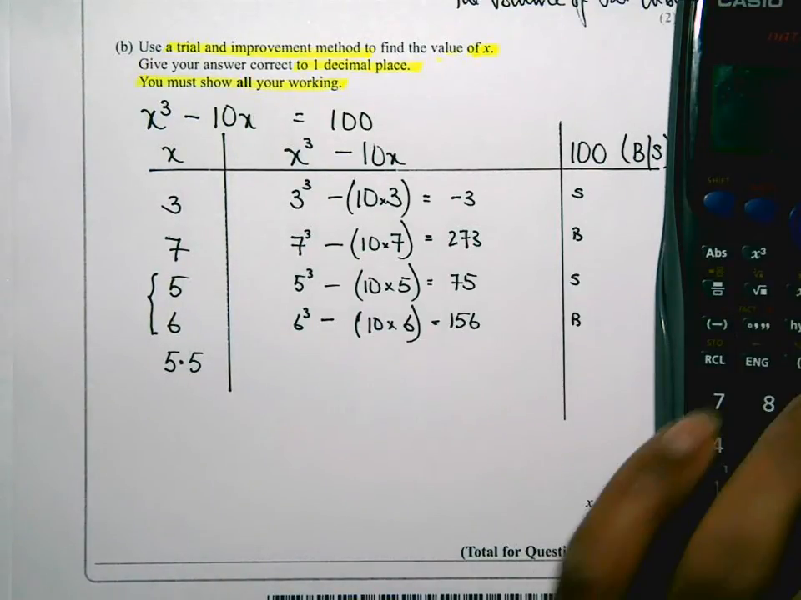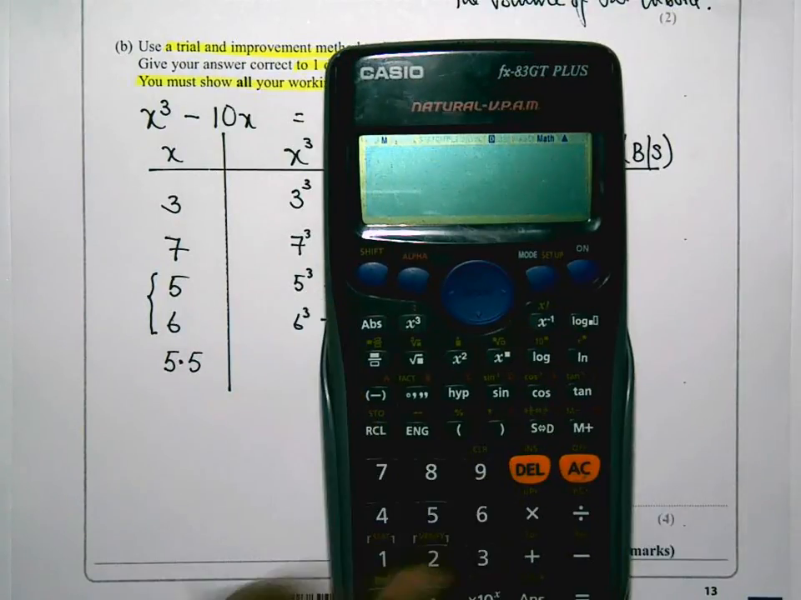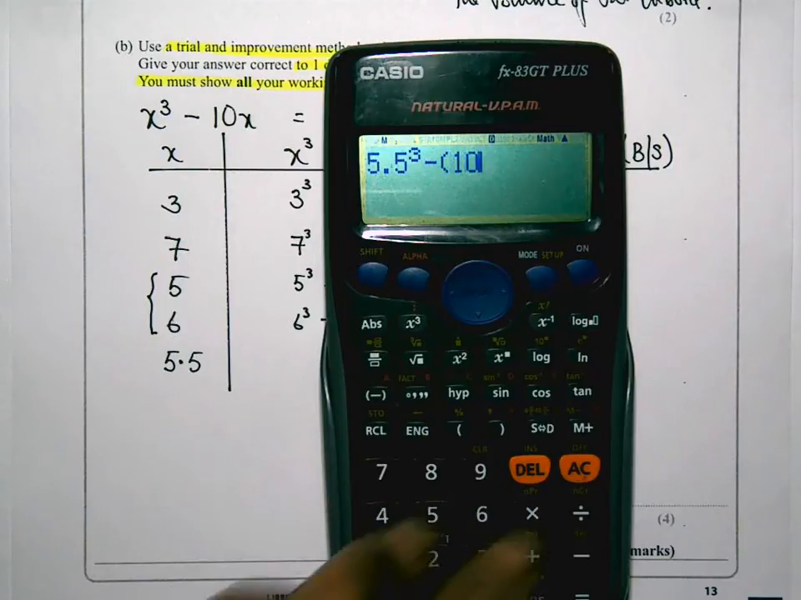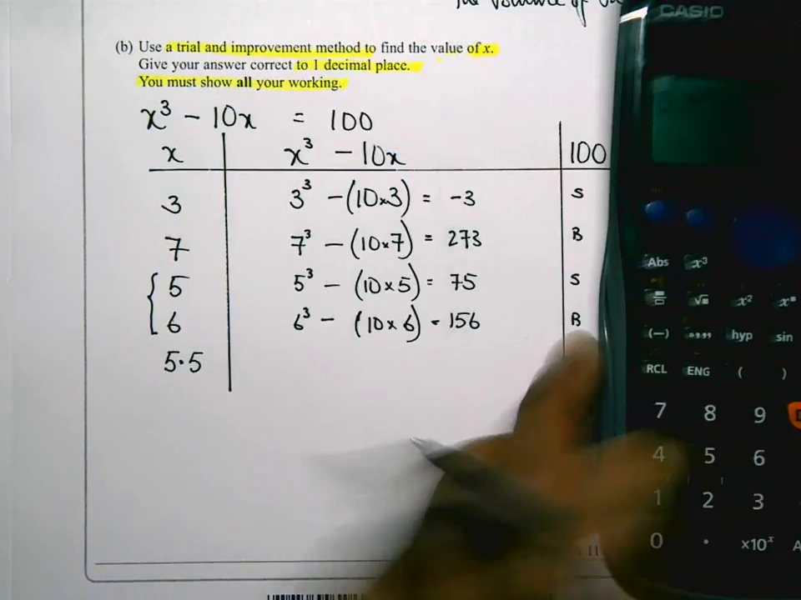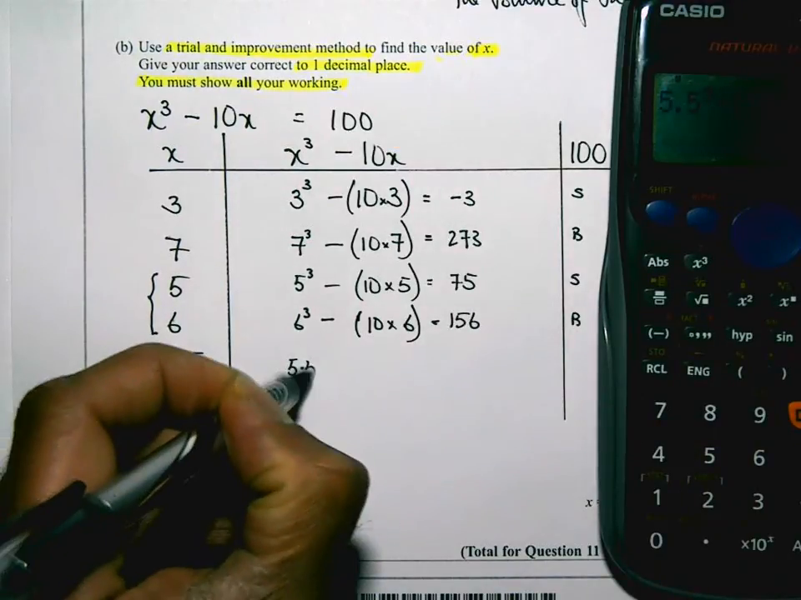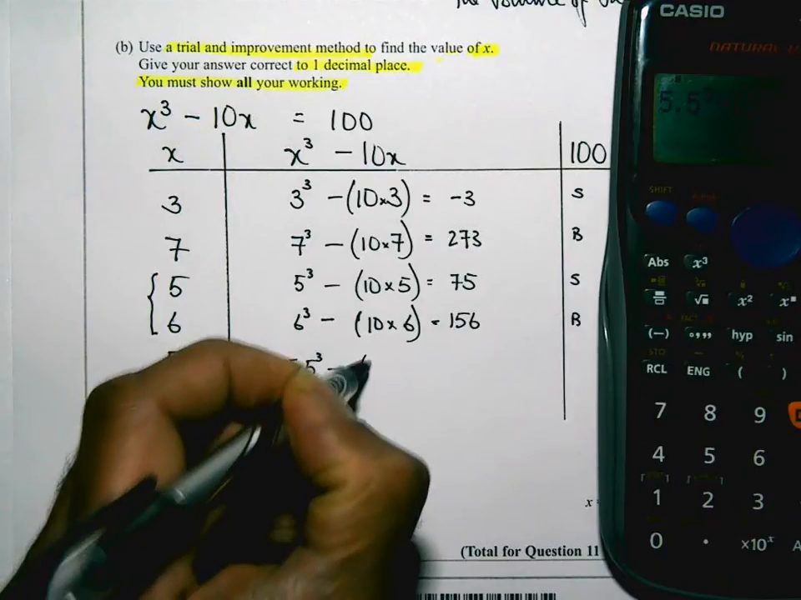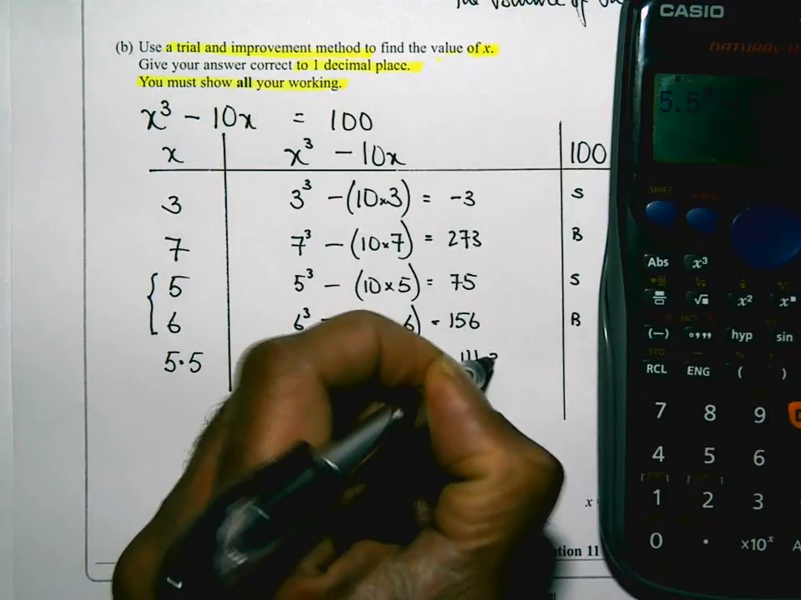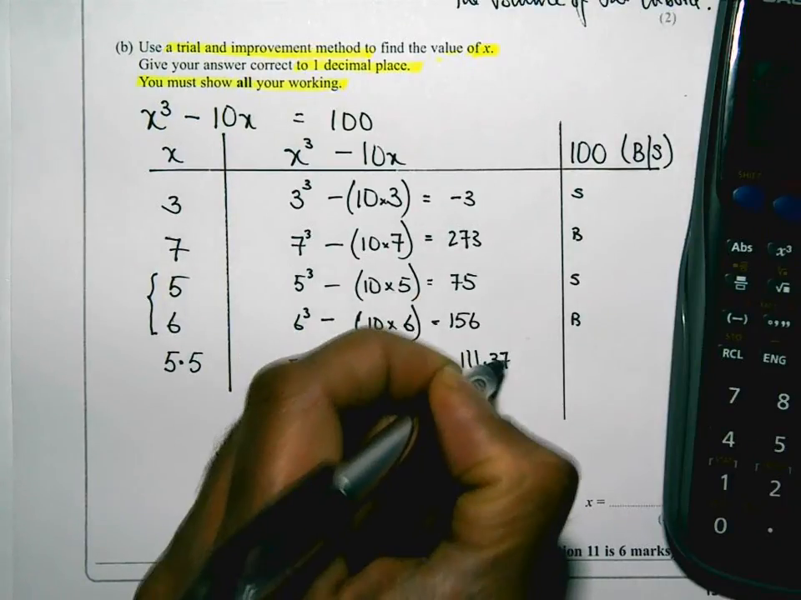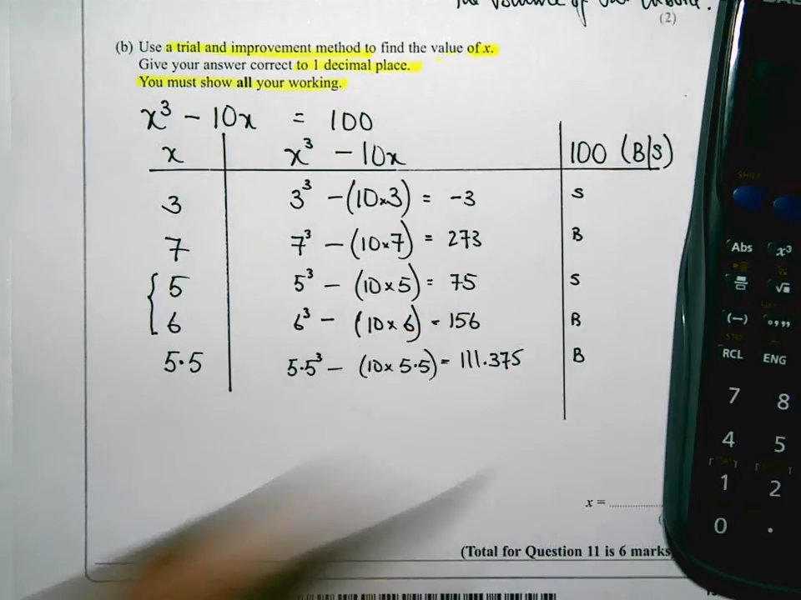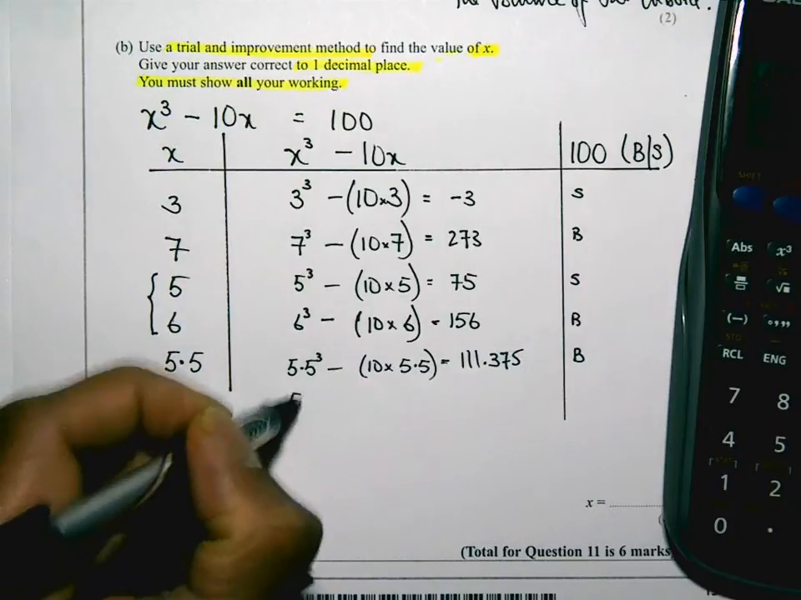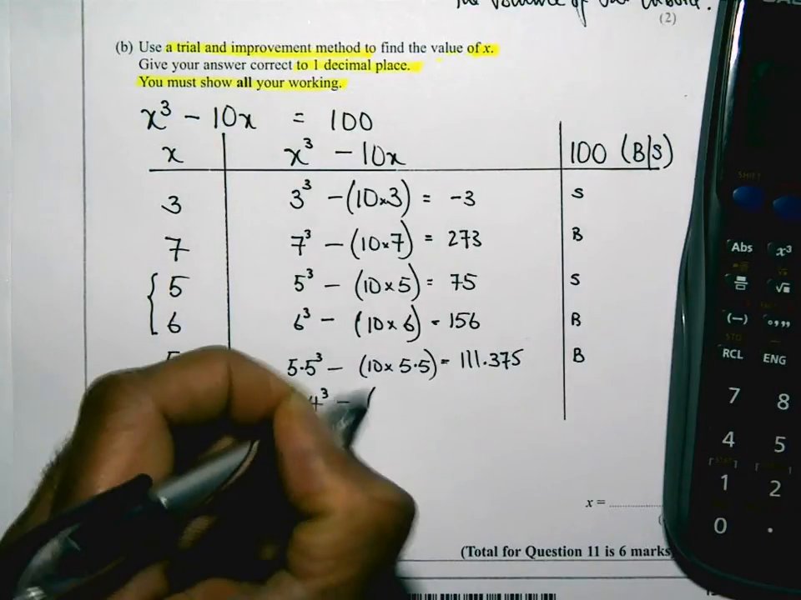So 5.5 cubed take away 10 times 5.5. That's 111. And that's too big. So I'm going to try something just slightly smaller. 5.4. 5.4 cubed take away 10 times 5.4. Let's see what that is.